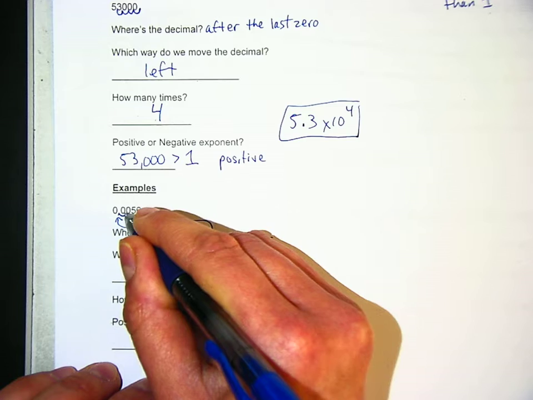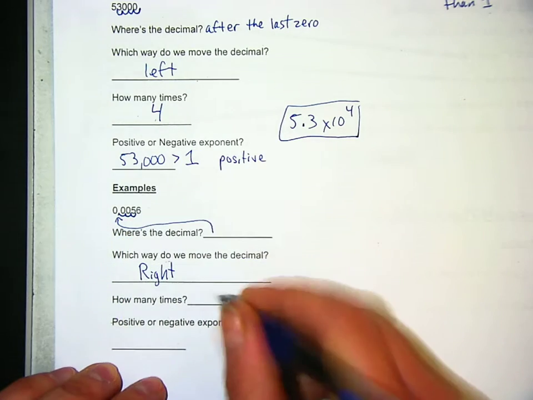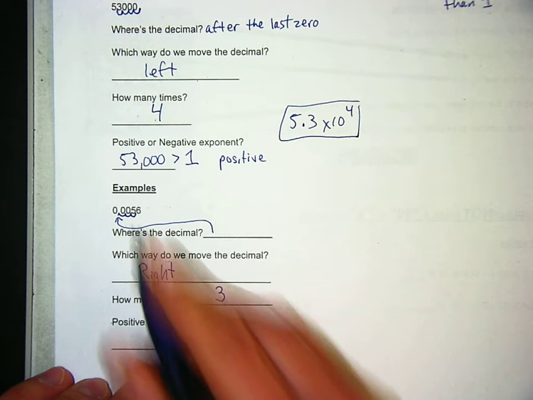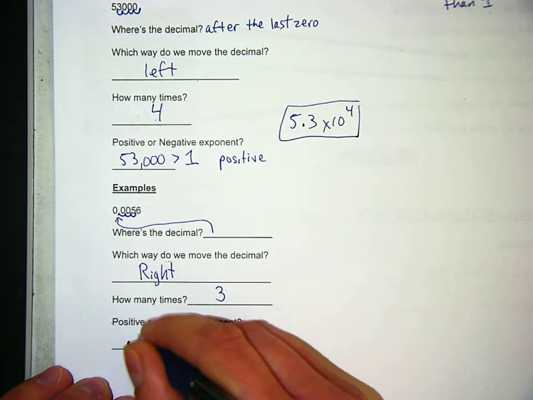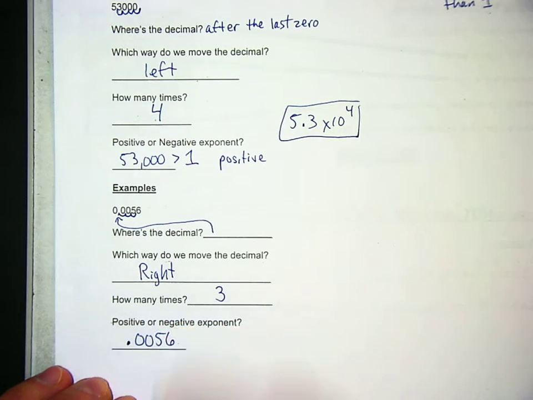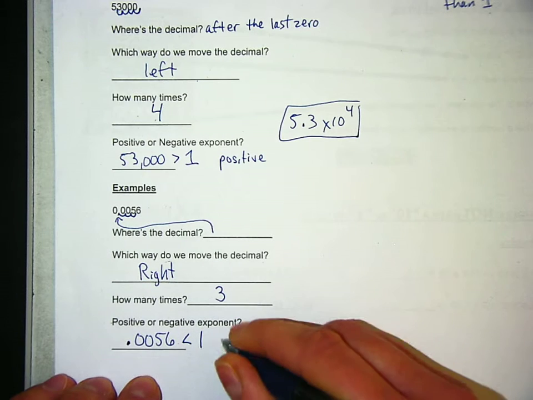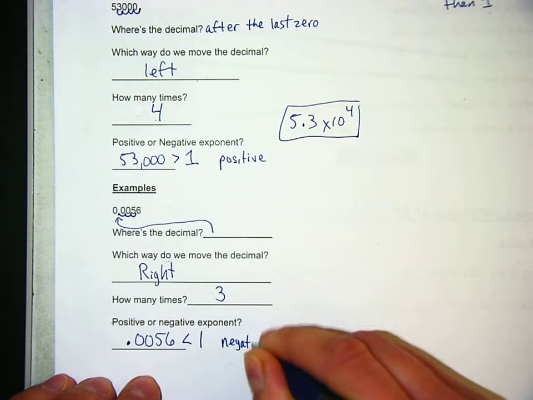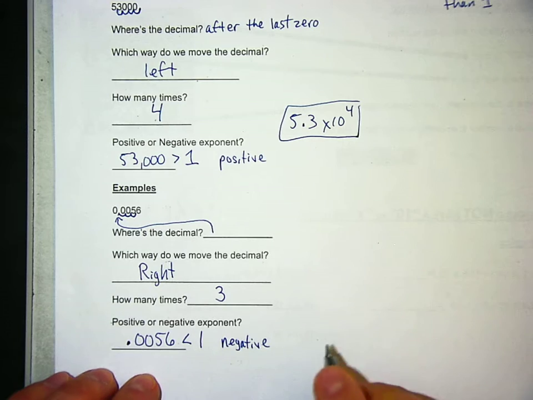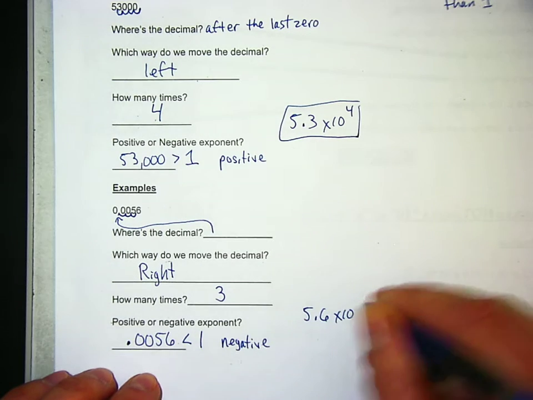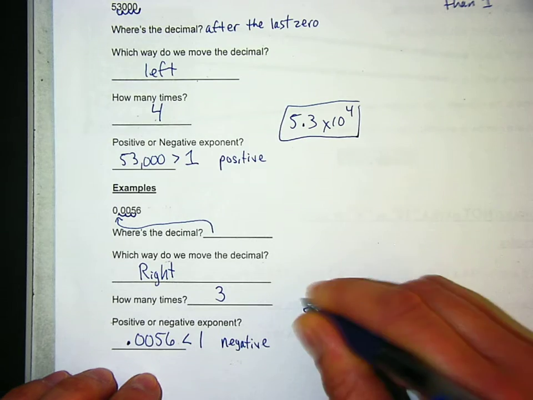So we're going to go 1, 2, 3. We just moved it 3 times to the right. So we have to see, will this number have a positive or negative 3? If we look at the original number we had, 0.0056, and compare that to 1, this is less than 1. So therefore, we're going to have a negative exponent. If we put all this information together, our answer would be 5.6 times 10 to the negative 3.